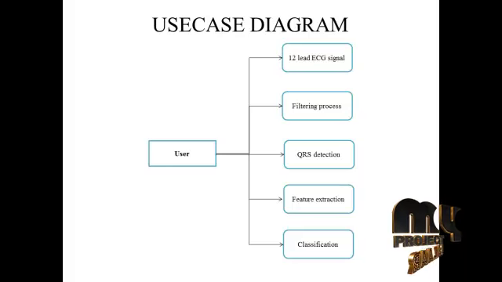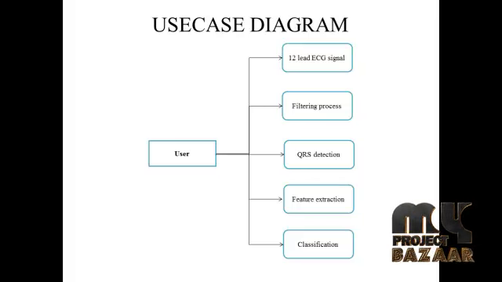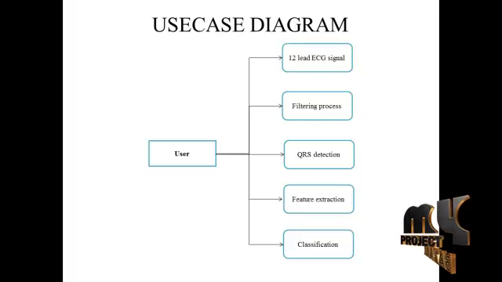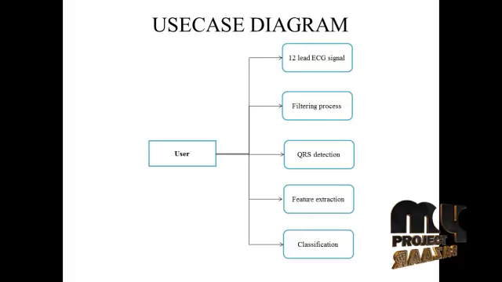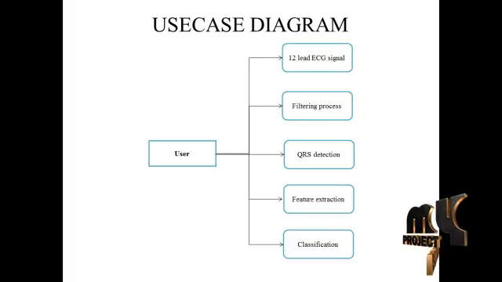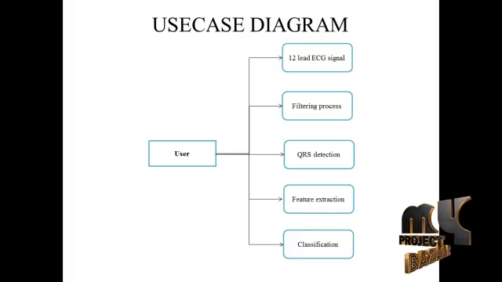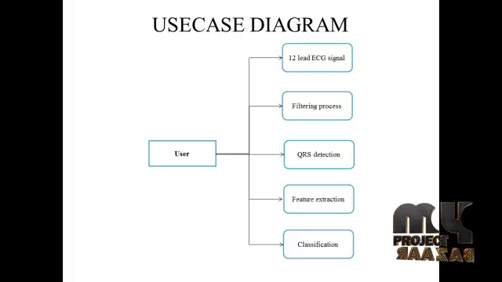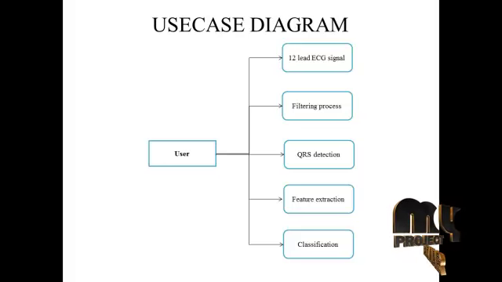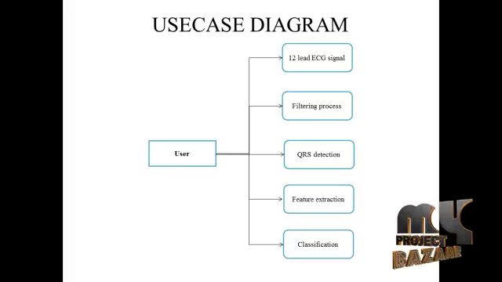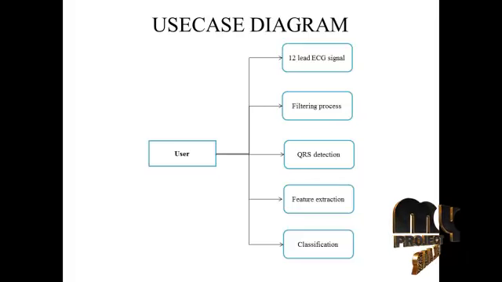Next, we have to remove the noise from that signal by using a Gaussian filter. Next, we have to detect the wave from the signal by using QRS detection. In that QRS detection, we find the wave and heartbeat rate for the given input signal. Next, we have to extract the features from the measured waves and also perform atrial wave detection to find the wave and RR interval.